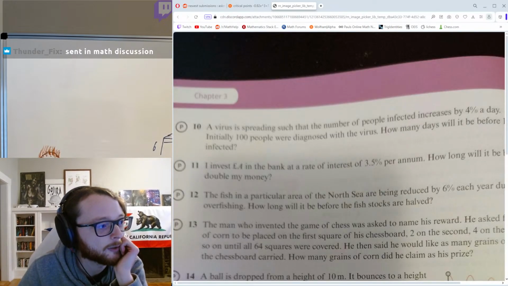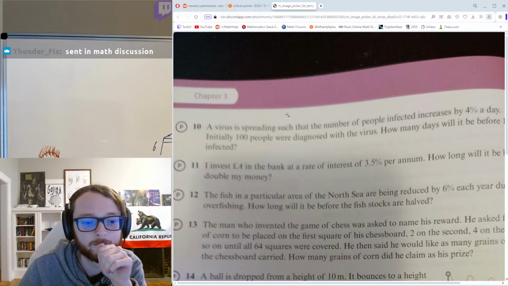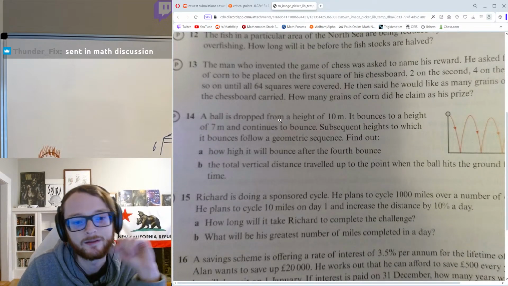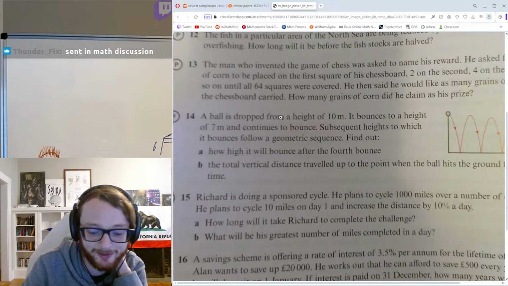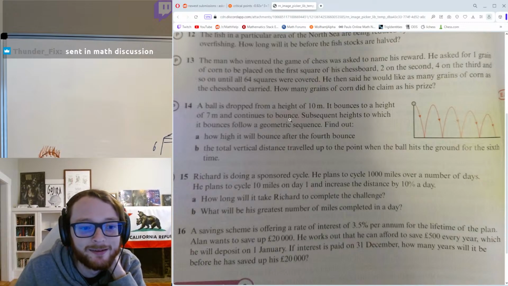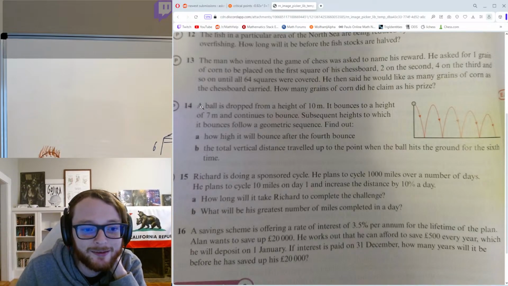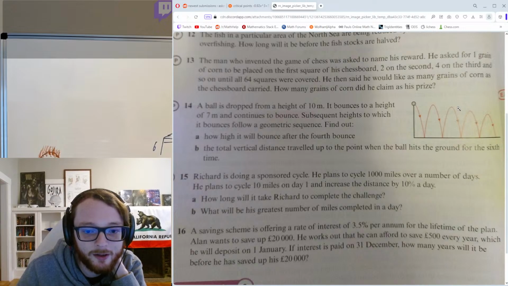Question 14, part B. Oh gosh, okay. A ball is dropped from a height of 10 meters. It bounces to a height of 7 meters and continues to bounce. Subsequent heights to which it bounces follow a geometric sequence. Okay, that's not too bad. Find out how high it will bounce after the fourth bounce.